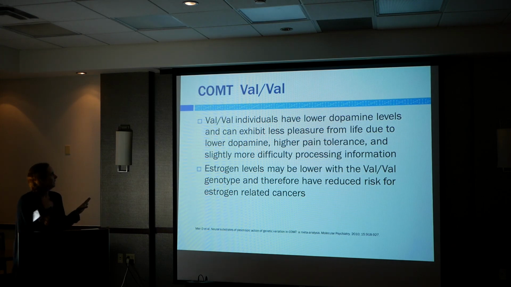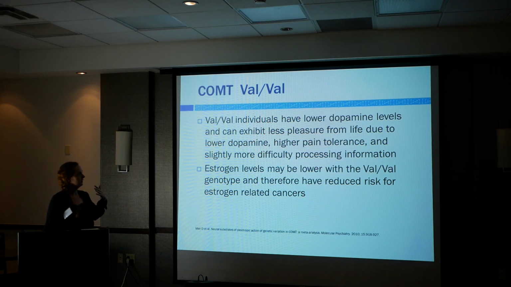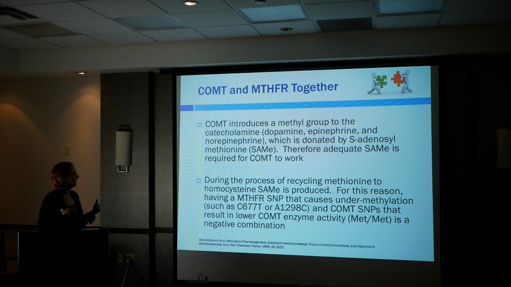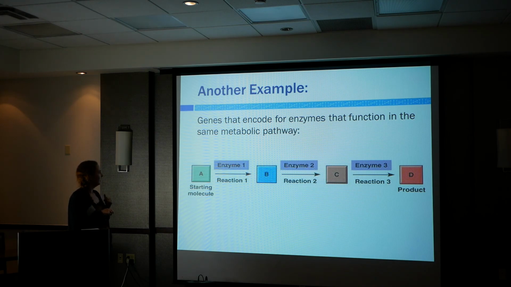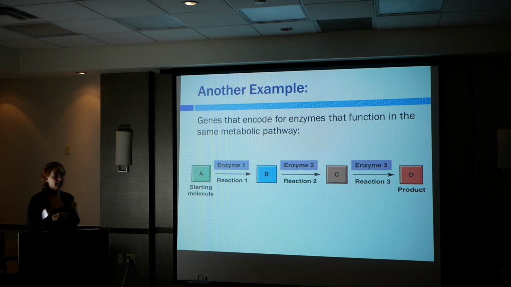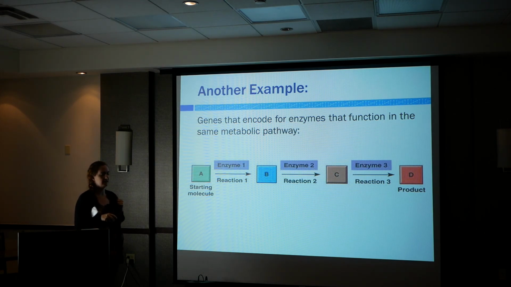So the phenotype Val is going to have higher enzyme activity, lower dopamine levels. And then this here talks about the interplay with the creation of SAMe and the use of SAMe by MTHFR. And I outlined this just in case anybody likes to see: you can have a starting molecule and an end product, and then these unsung heroes in the middle, the enzymes that take one substrate to the next. Well, if you have a defect in this one and this one, then you're going to have a huge problem creating that product.